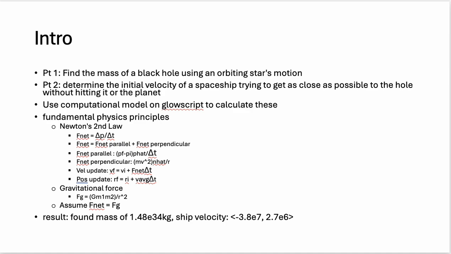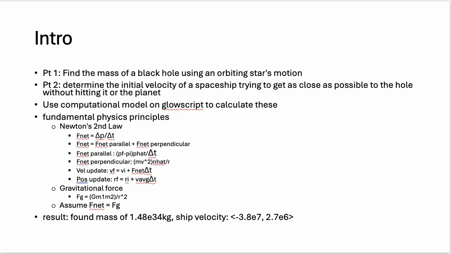So there are two parts to this lab. Part one is to find the mass of a black hole using the motion of an orbiting star, and part two is to determine the initial velocity of a spaceship to allow it to get close to the black hole without crashing. So I used a computational model on GlowScript to calculate these values.